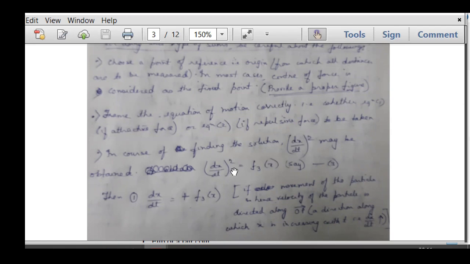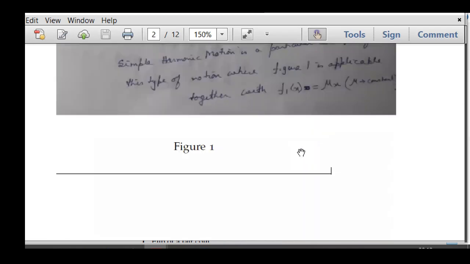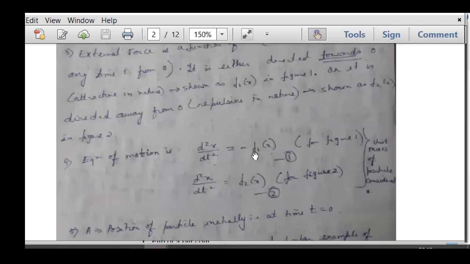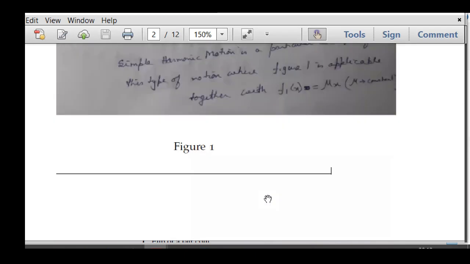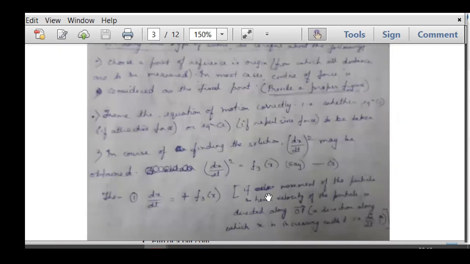So (dx/dt)² equals f3(x) whole square. Suppose by integrating once, d²x/dt² equal to whatever is given, we get this thing. That means by integrating this one, we are getting this one. This is a typo here, it should be f3(x) whole square.